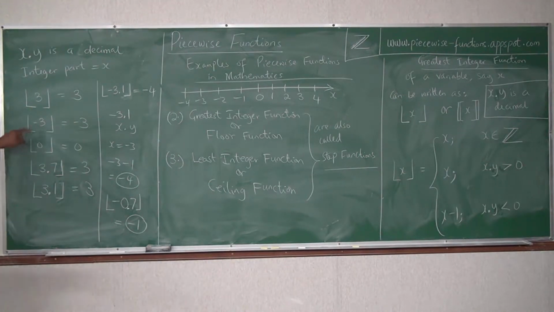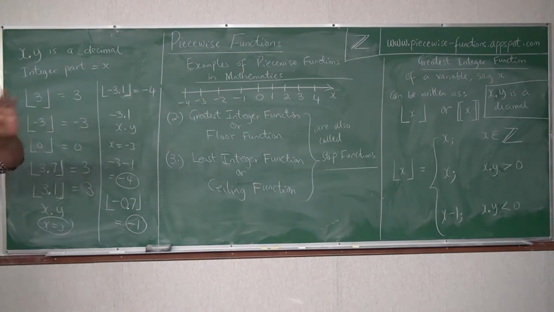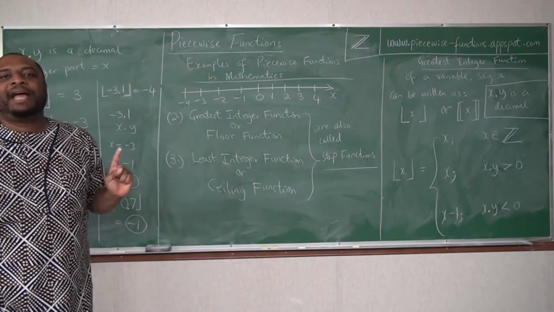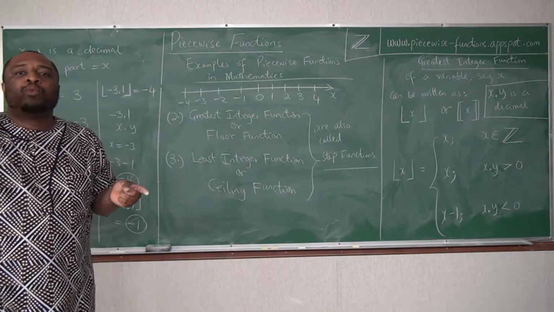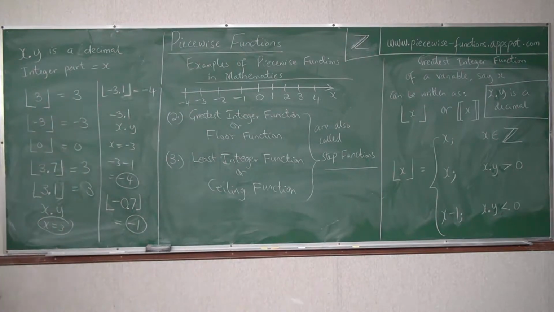In this case here, x is 3, because x point y. But if it's -3.1, in this case your x is -3, and you use that, or you can just do it by the definition: the greatest integer that is less than or equal to that number. The greatest integer of any number is defined as the greatest integer that is less than or equal to that number. That's it. So that's the greatest integer function.